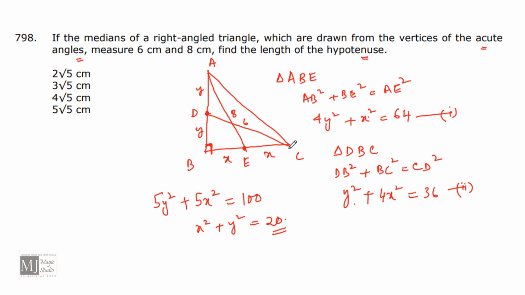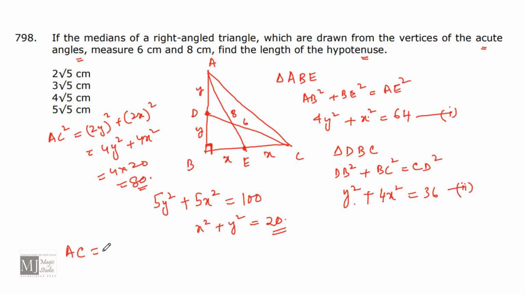Now what I am looking out for is AC. What is AC square? AC square is 2y square plus 2x square, that is 4y square plus 4x square, and we have this value of x square plus y square, isn't it? So this would be 4 into 20, that is 80. Therefore AC is root 80, that is 16 into 5, which would be 4 root 5 centimeter. Option C.